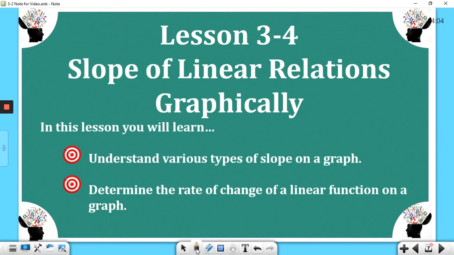This is lesson 3-4, slope of linear relations graphically. In this lesson, you will learn how to understand various types of slope on a graph and how to determine the rate of change of a linear function on a graph.